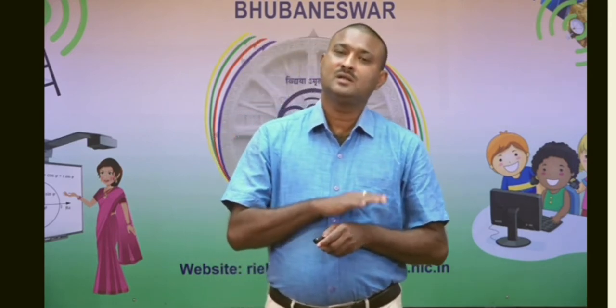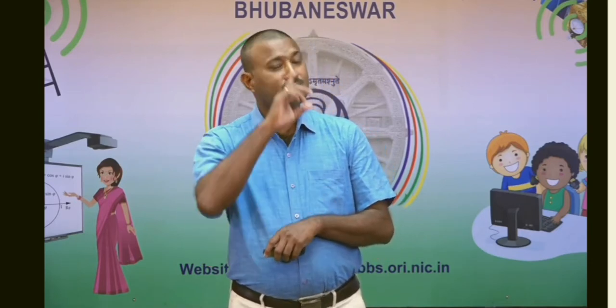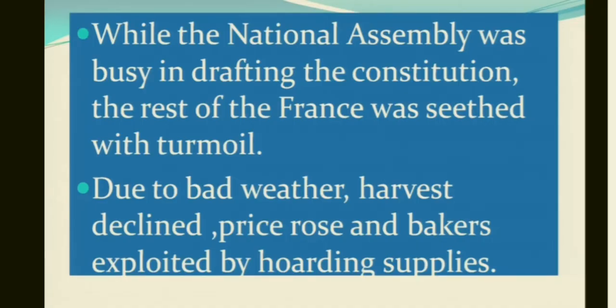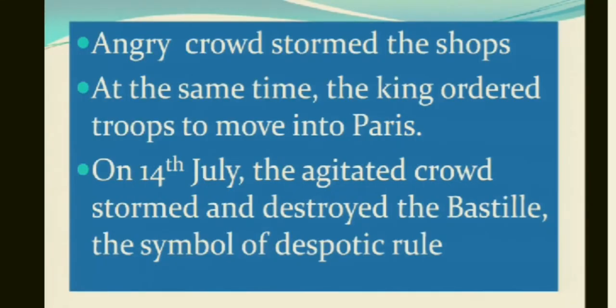In this way, the National Assembly was busy drafting the constitution for the people of France. But this is a turning point for the people of France. What is the turning point? While the National Assembly was busy drafting the constitution, the rest of France was seized with turmoil. What is that turmoil? During that period, it was the winter month. Due to bad weather, harvest declined, and due to less production, prices rose, and bakers exploited the conditions by hoarding supplies. As a result, a large number of angry people stormed the shops.